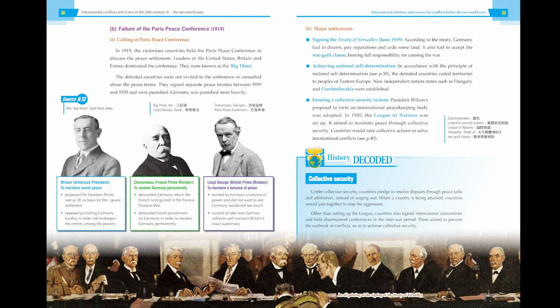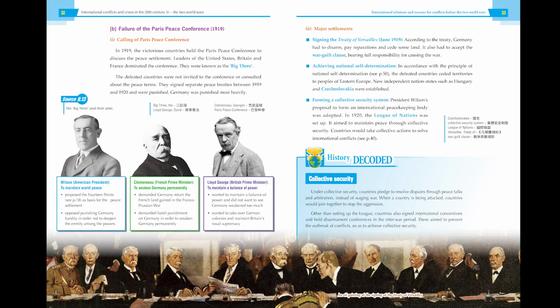Forming a collective security system. President Wilson's proposal to form an international peacekeeping body was adopted. In 1920, the League of Nations was set up. It aimed to maintain peace through collective security. Countries would take collective actions to solve international conflicts.